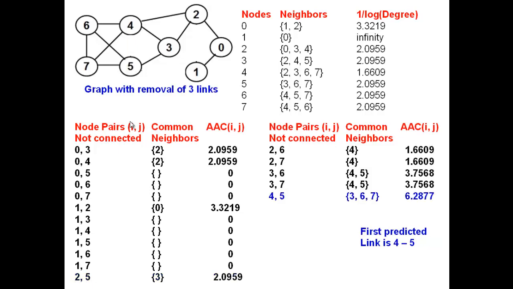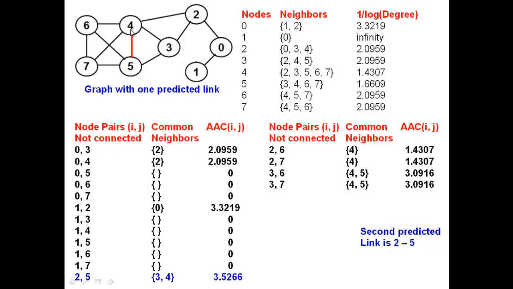Okay. So the only thing that changed is the degree of nodes 4 and 5. The degree of node 4 is now going to be 5. These are the 5 neighbors: 2, 3, 5, 6 and 7. Node 5 has 3, 4, 6, 7 as neighbors. So degree 5, so 1 over log 5, to the base 10.